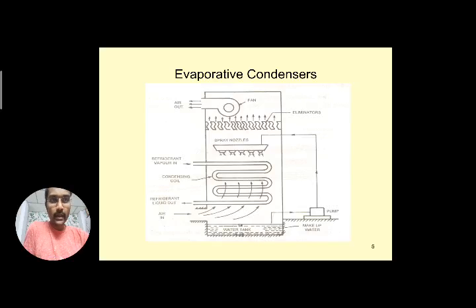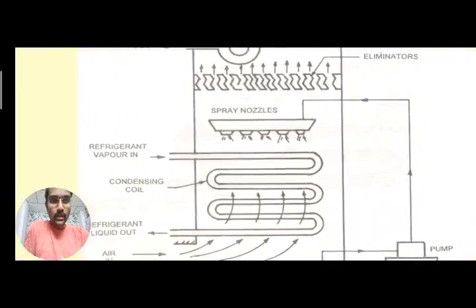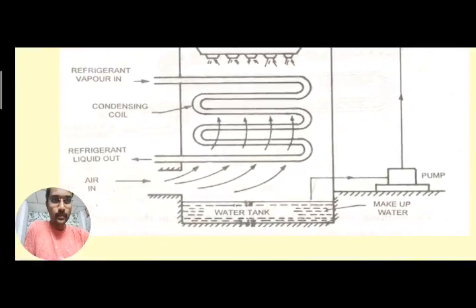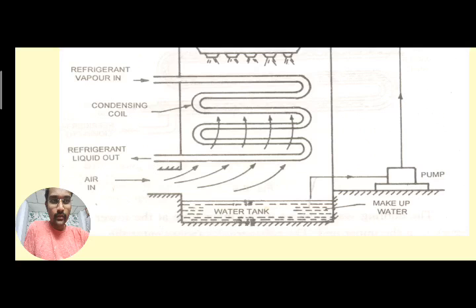Here is a diagram. Observe the components involved in the evaporative condenser. If you observe from the bottom, at the base there is a water tank where the water is collected. On the left side, air is flowing in, entering from the bottom. On the other side at the bottom, a pump is provided, where water is sucked from the water tank and sent to the top of the section.